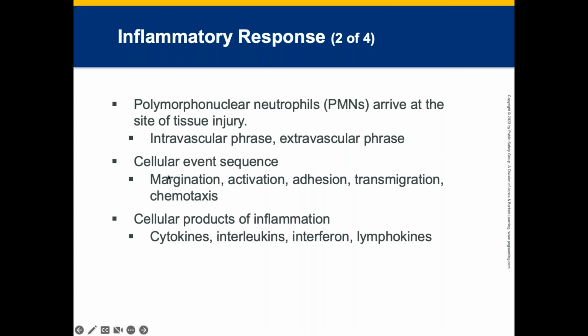So acute inflammatory response involves the vasculature and cellular components. PMNs arrive at the site of the injury with a cellular component of inflammation. In the intravascular phase, leukocytes move to the sides of the blood vessels and attach to the endothelial cells. In the extravascular phase, leukocytes travel outside of the blood vessels to the site of inflammation and start killing the organism. The cellular event sequence is margination, activation, adhesion, right? Then we see transmigration and then chemotaxis. That's the process we're going to follow through.